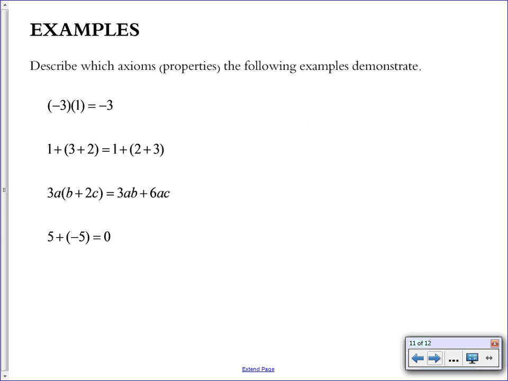Showing some examples, what you might be asked to do is describe which properties the following examples demonstrate. So when we're looking at that first one, I see a -3 being multiplied by a 1, and it's staying as -3. -3 staying as -3 makes me think of identity. Because this one is multiplication, this must be the identity property of multiplication. And it is important that you write out the "of multiplication" part.